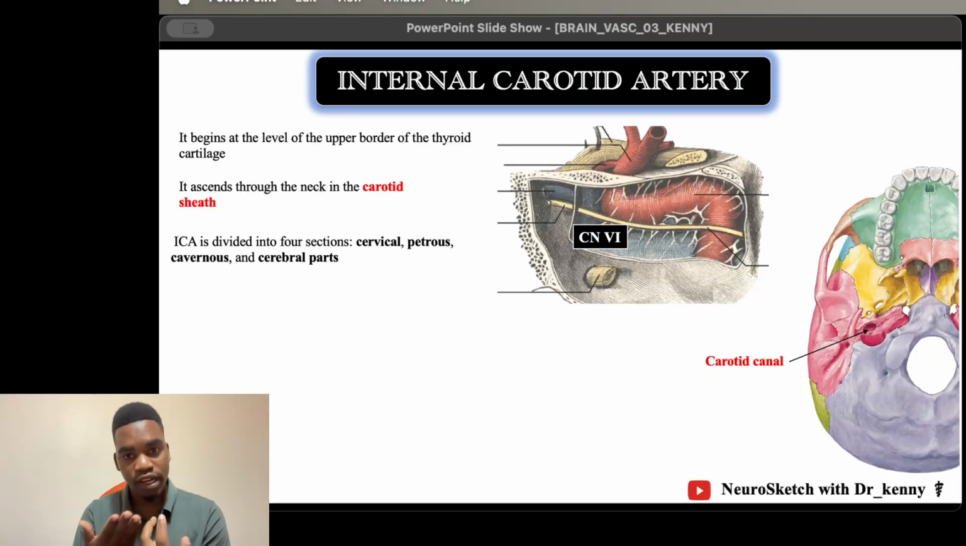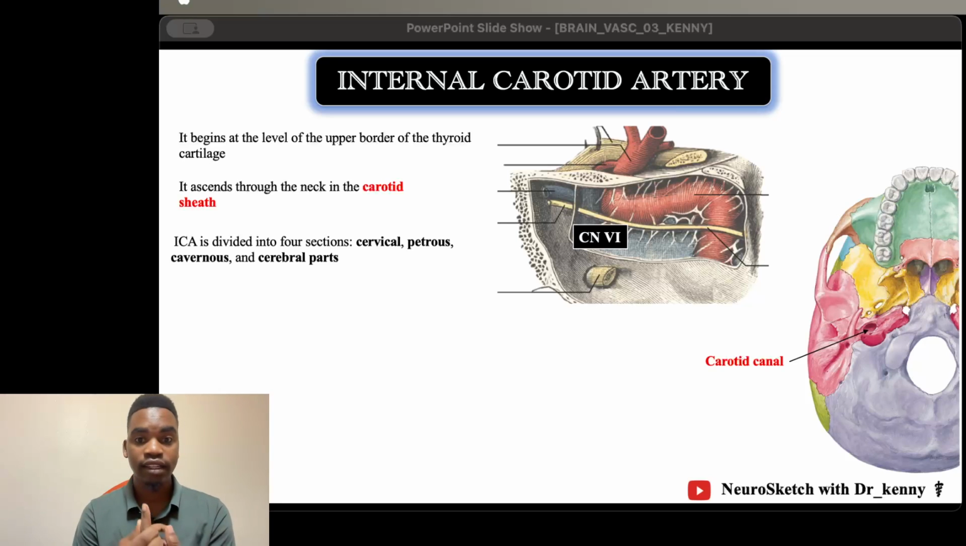We have the part before it enters the bones of the skull, and that part will be called the cervical part because it is present in the neck. And then after entering the bone, we have the part that travels in the petrous part of the temporal bone. So that part will be called the petrous part.